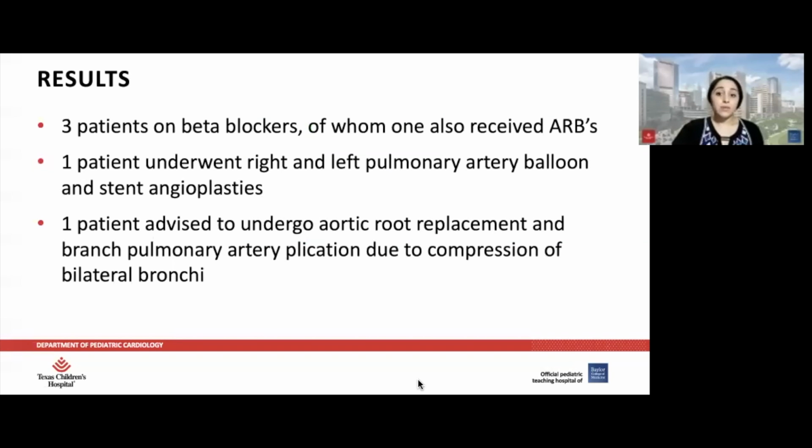So in regards to pharmaceutical therapies, 3 of our patients were on beta blockers at a given point in their lives, of whom 1 was also on losartan. 1 of our patients underwent right and left pulmonary artery balloon and stent angioplasties due to branch pulmonary artery hypoplasia and stenosis. And another of our patients was advised to undergo an aortic root replacement and branch pulmonary artery plication because of compression of the bilateral bronchi.